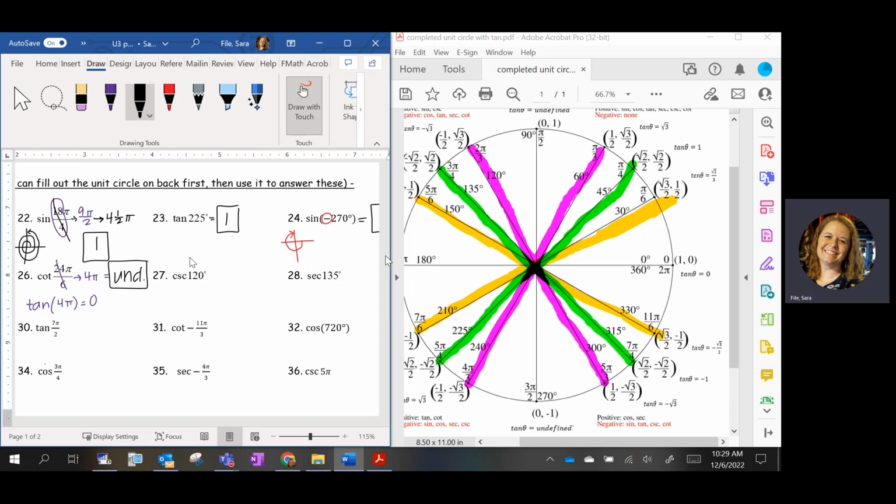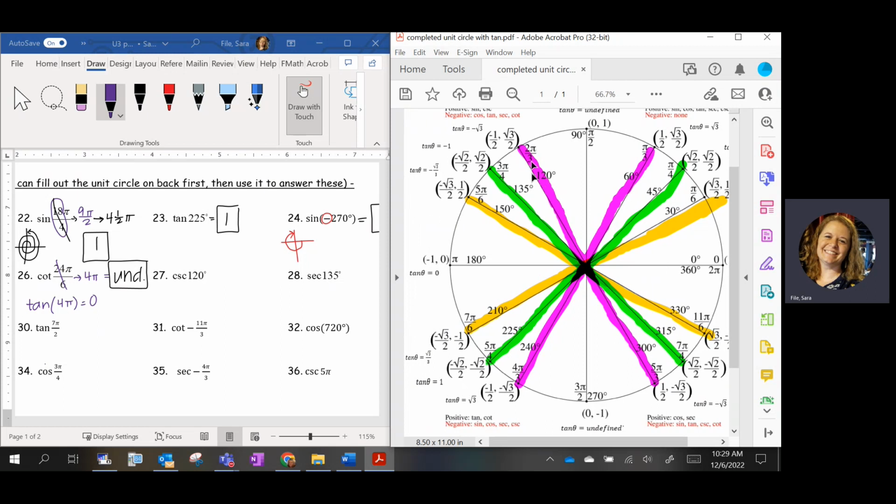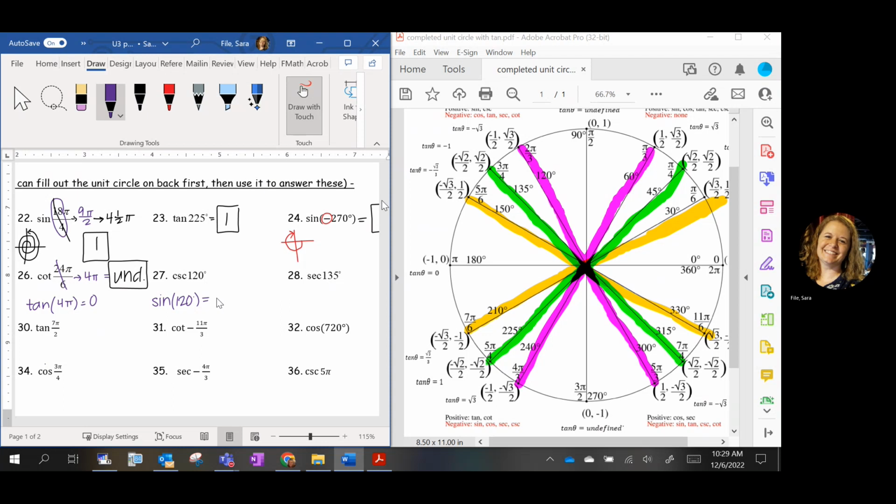All right, 27 wants cosecant at 120. So 120 degrees, that's in quadrant 2. That's my 60-degree reference angle, this one in pink. Cosecant. Well, what is cosecant the reciprocal of? Sine. So I'm going to first ask myself, what's sine at 120? Sine is the y value, so root 3 over 2. So I want the reciprocal of that. So I'm going to flip it, and it's going to become 2 over root 3.